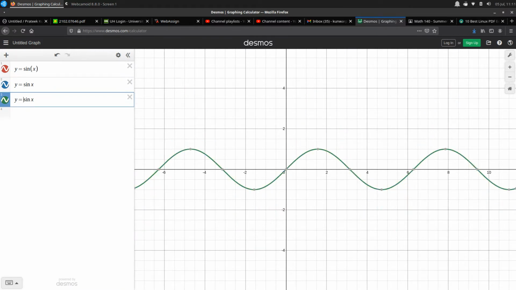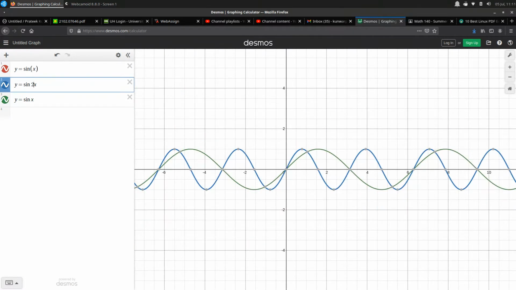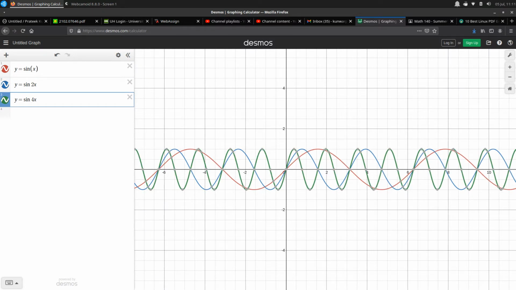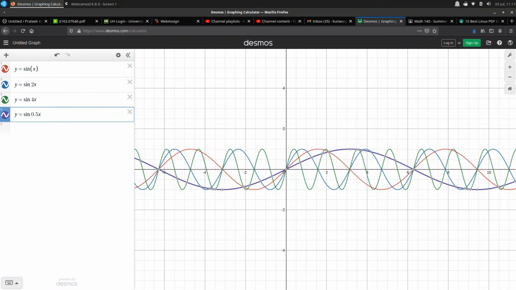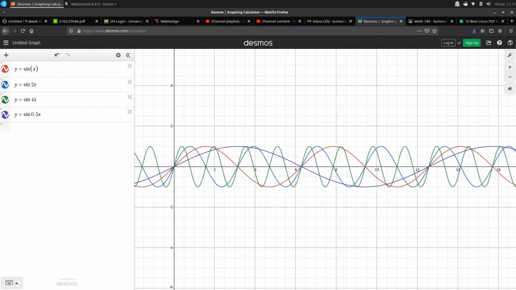However, let's say I change this to sine 2x, and you can see the blue sine graph is faster. It finishes at pi, so the time period is pi. If I make it 4x, it's even more squished. It's the green graph. Yeah, it finishes the cycle at pi over 2. But if I make it sine of 0.5x, then it becomes the purple one, which is ending at 4 pi. Yeah, so it's more spread out. So those make sense.